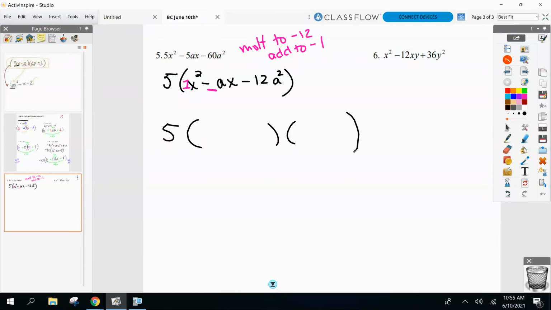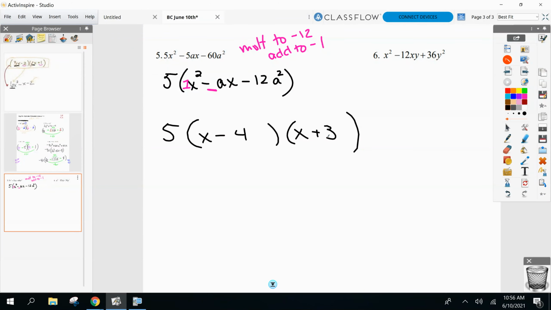If it's easier for us to think about the guess and check method, we can do that too, right? You could, yeah. Yep, that's fine. All right, so you know you're going to have x and x, right, to get x squared. What are your numbers that multiply to negative 12 and add to a negative 1? Negative 4 and positive 3.